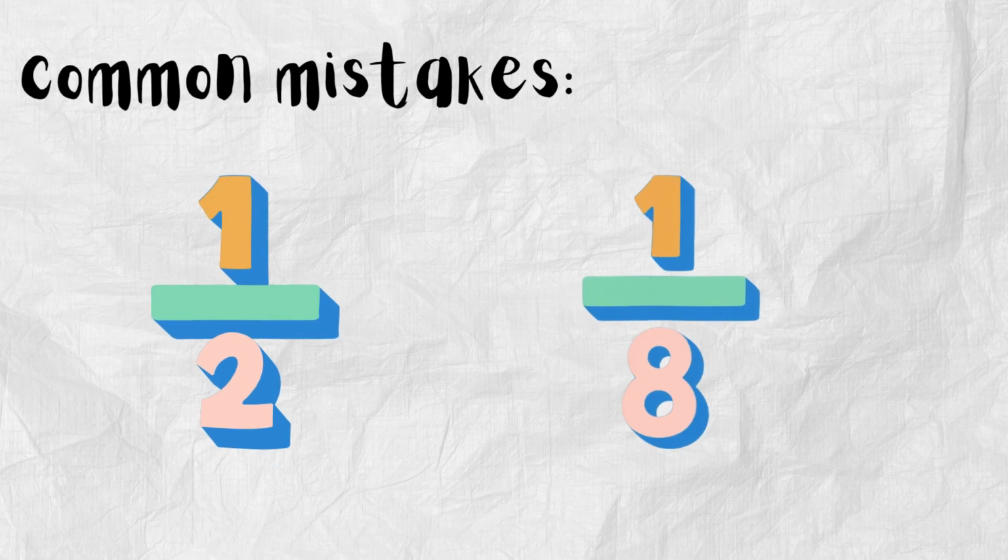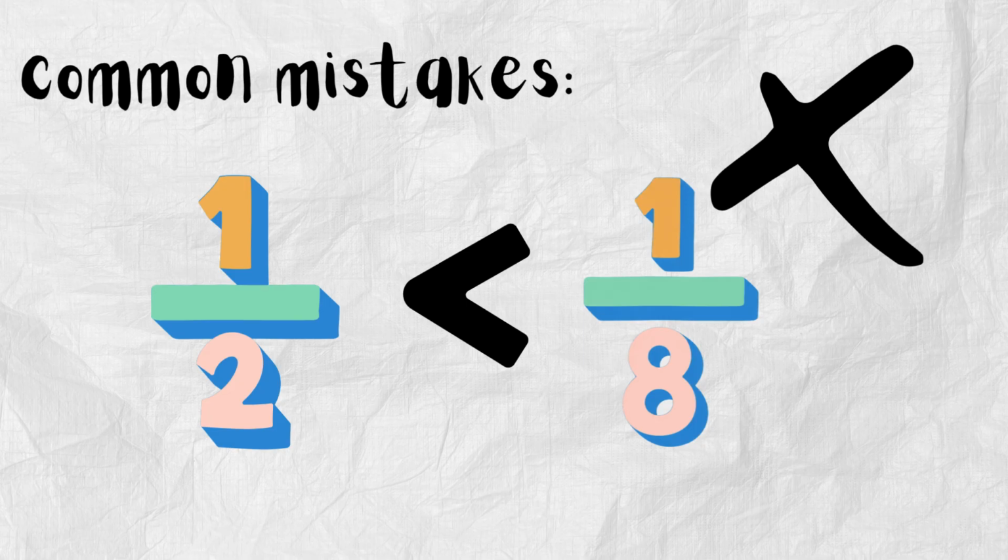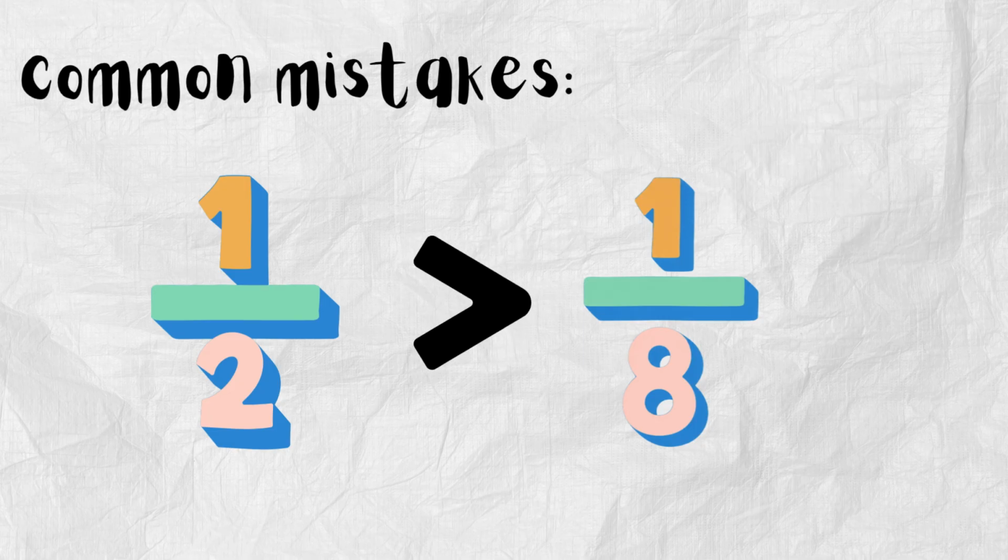Okay, the next common mistake is thinking that a fraction with the smaller denominator is always smaller than a fraction with the greater denominator. If I say that 1 by 2 is smaller than 1 by 8, it will be wrong. But if I say 1 by 2 is greater than 1 by 8, then the statement would be true.